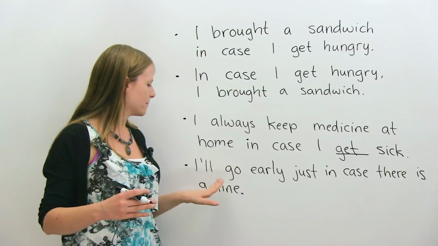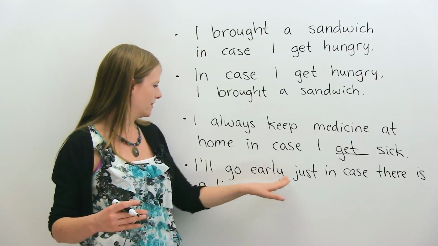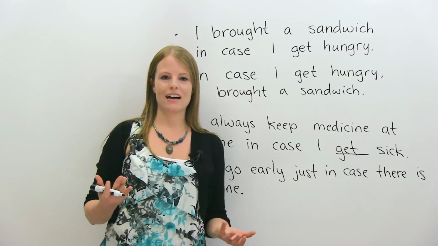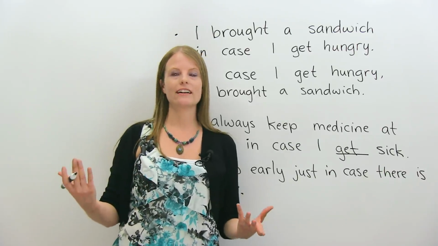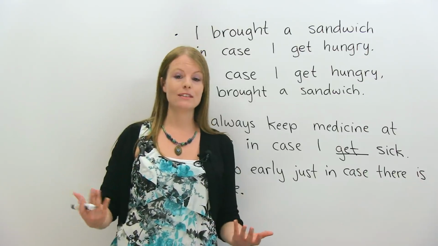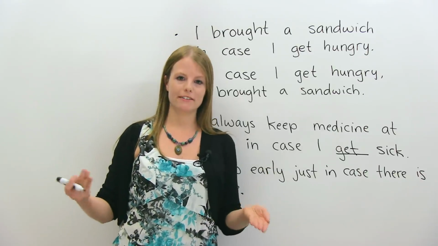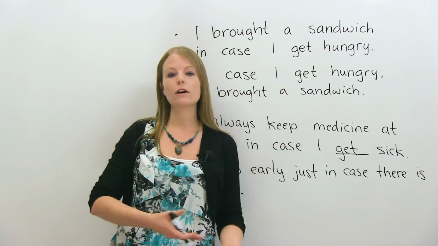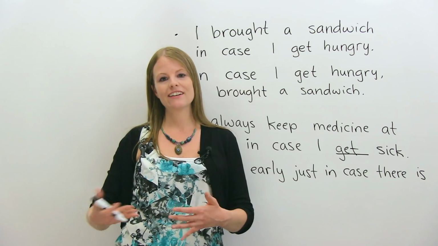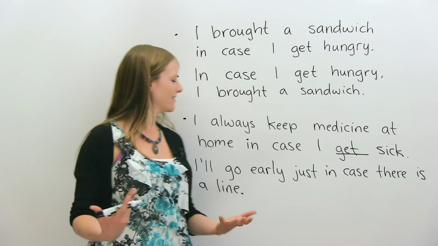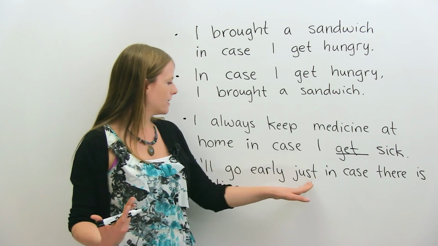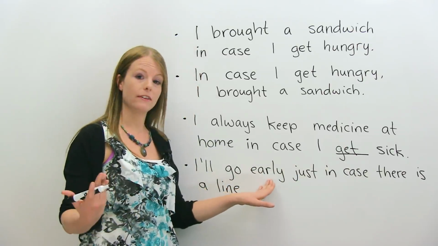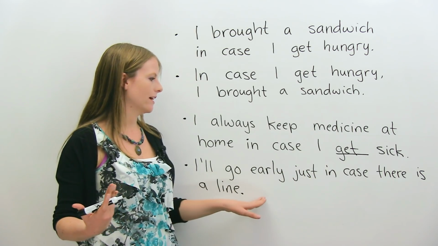Okay, so the last example, I'll go early just in case there is a line. So imagine you're going to the movie theater, and you know a lot of the times with movie theaters there's a long lineup. That's a problem. A long lineup is a problem. So what do you do to prevent that problem or to prepare for it? Well, you go to the movie theater early so you can line up and make sure you get a good seat. So in this case, I've used the word just in case. I'll go early to the movie theater just in case there is a long line.